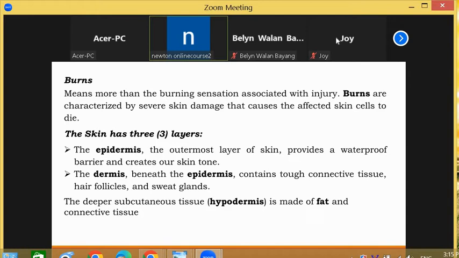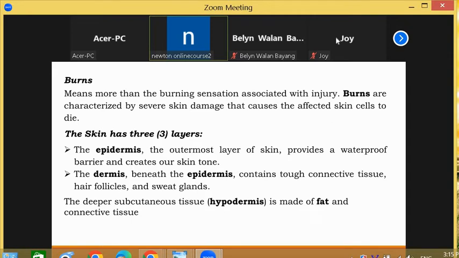The deeper subcutaneous tissue, the hypodermis, is made up of fat and connective tissue. So that will be the deepest layer in the skin. So we have epidermis, dermis, and hypodermis. Epidermis is the outermost layer.